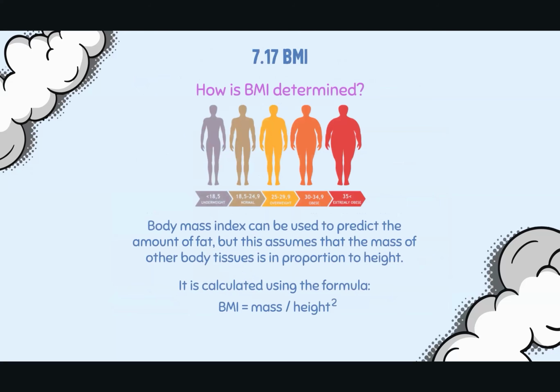Okay, BMI, body mass index. This can be used to predict the amount of fat, but this assumes that the mass of other body tissues is in proportion to the height. So this is an indicator of if someone's overweight, obese, or extremely obese. And it's calculated by doing mass in kilograms divided by the height squared.